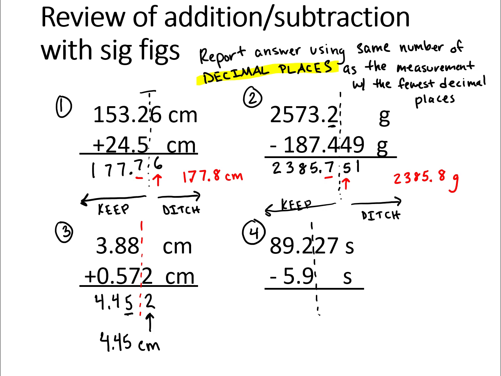For number 4, draw that line. You have to keep everything up through the tenths place. When you do the math, it's 83.327. We're going to keep that 3 in the tenths place. We look at the 2. It is 4 or less. So our answer is 83.3 seconds.